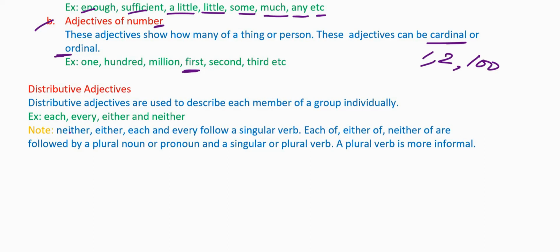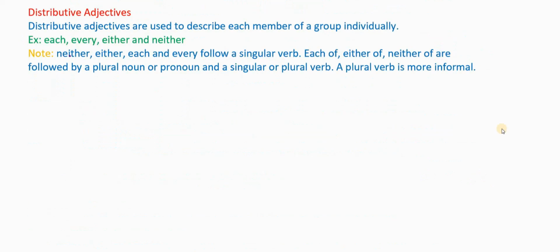She is the second daughter in the family. What is the position? She is the second. She is in the second place. She sat on the third row. Third again is an adjective of number. It is ordinal in nature. All these adjectives refer to the quantity in numbers, or they answer the question how many, and these are usually used with countable nouns.